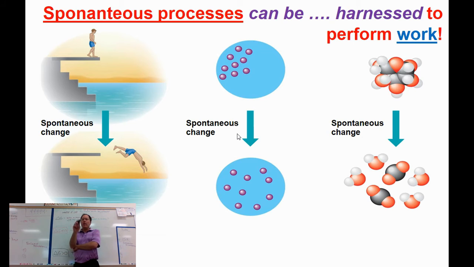Well, understand that when these things happen, work occurs, or the capacity to cause change can occur. Specifically, like with cellular respiration, when that glucose molecule breaks down and we get these products that are less energetic, that energy can be used to perform work. This is gravitational motion. This is diffusion.